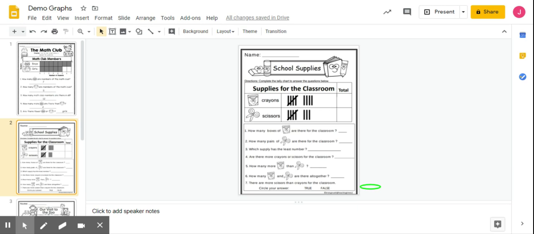Hi, boys and girls, it's Miss Sewell here, and I'm going over how to read a tally chart and complete questions that go with it.